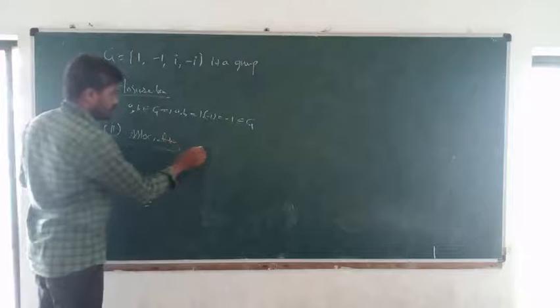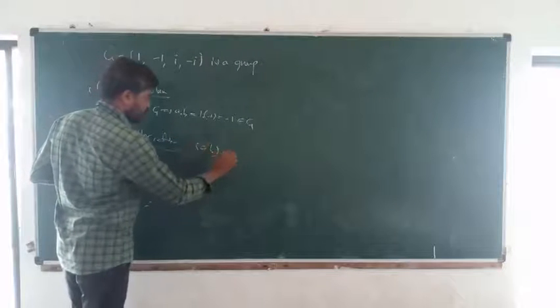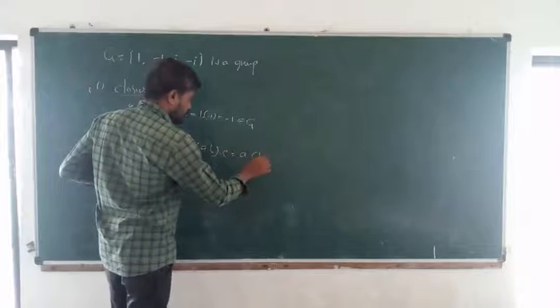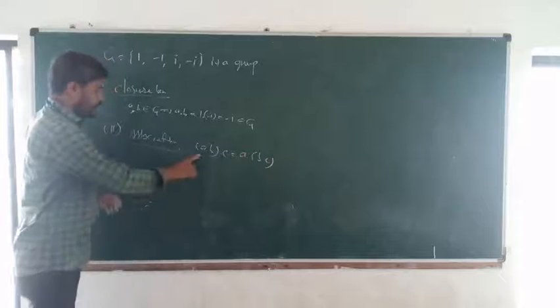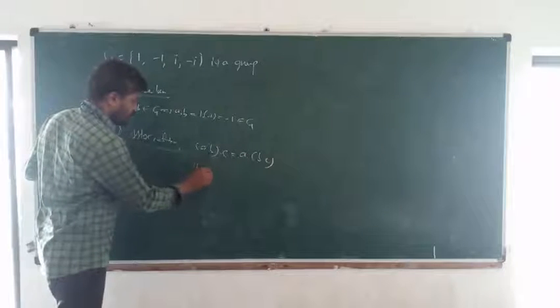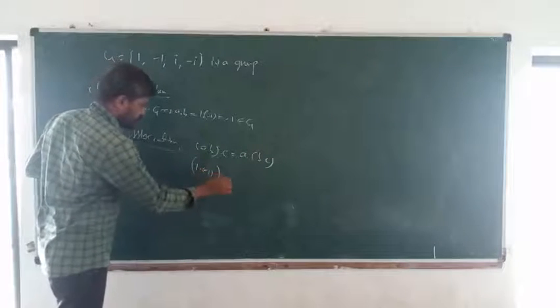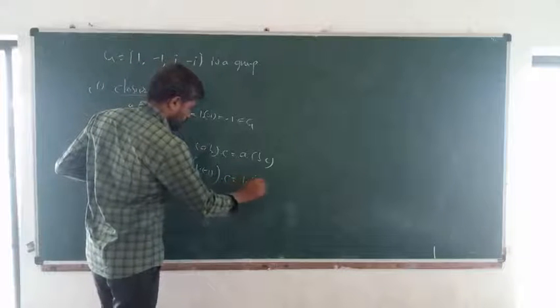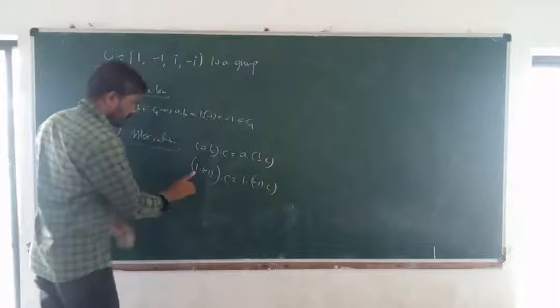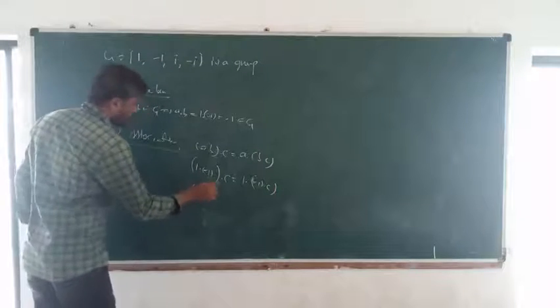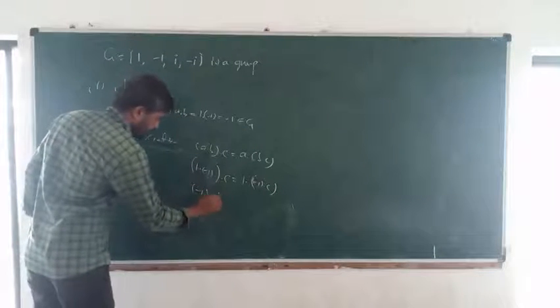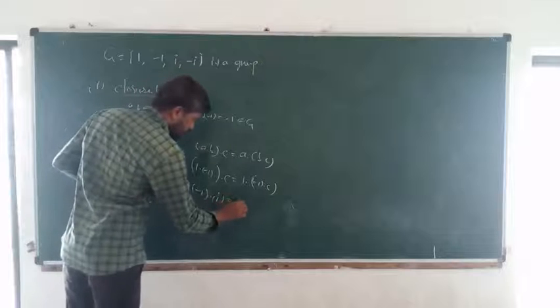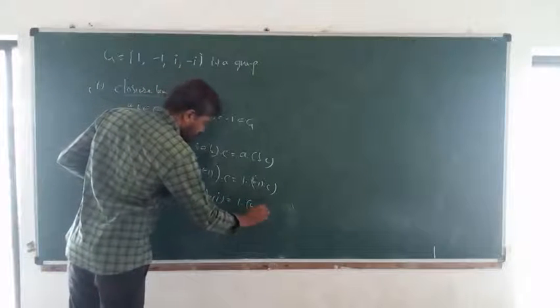Next, the associative law. What is it? (a dot b) dot c is equal to a dot (b dot c). I select a equal to 1, b equal to minus 1, and c equal to i. This side is (1 dot minus 1) dot i, and 1 dot minus 1 is minus 1.